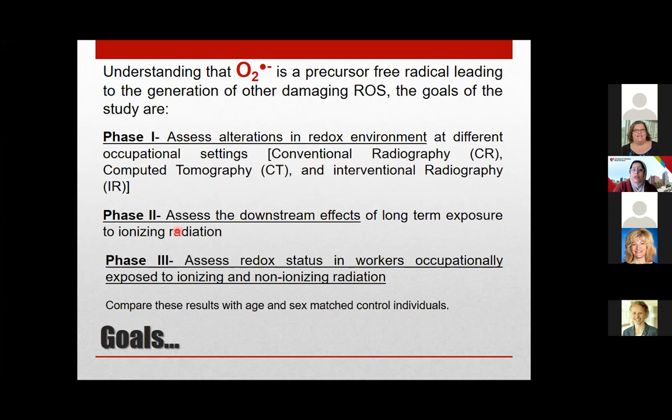In phase 2, we use the same cohort, where we assess the downstream effects of long-term exposure to ionizing radiation. And in phase 3, we decided to assess the redox status in workers occupationally exposed to ionizing versus non-ionizing radiation. Of course, all our results are compared with age- and sex-matched control individuals.